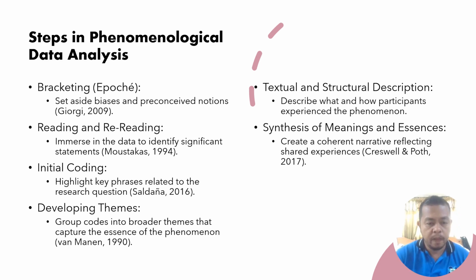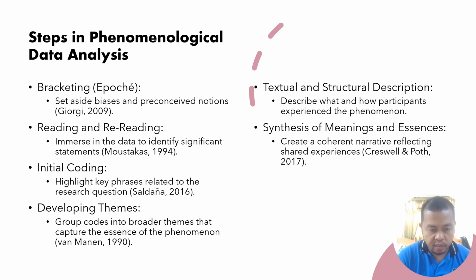And then after the reading and rereading, you proceed with the initial coding. Begin the coding process by highlighting significant statements, phrases, or sections that relate to the research question. In the transcripts of your interviews and even in the field notes, you highlight significant statements, phrases, or sections that relate to the research question. These codes should reflect the essence of what the participants are describing in their experiences. So you highlight.